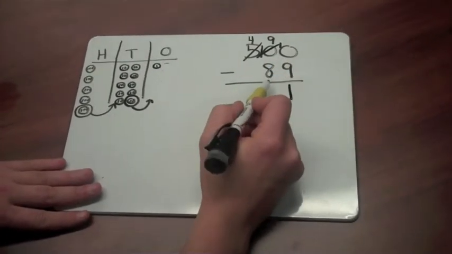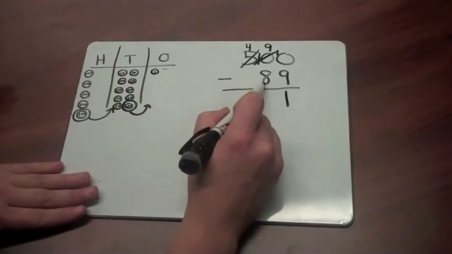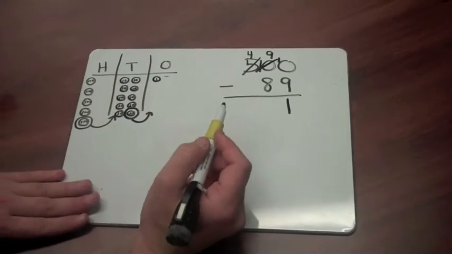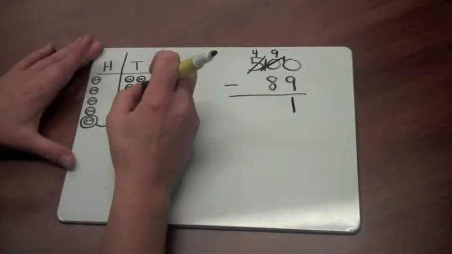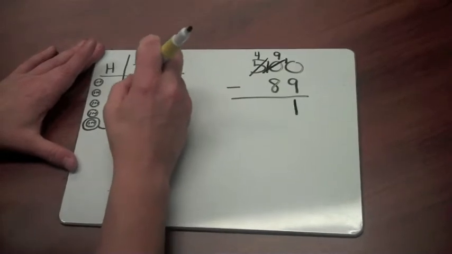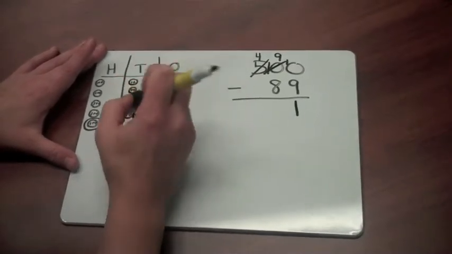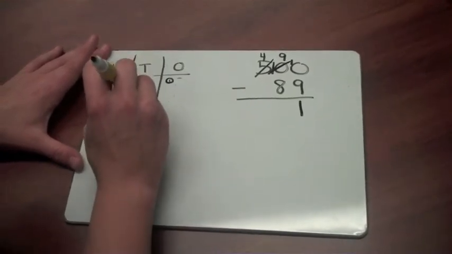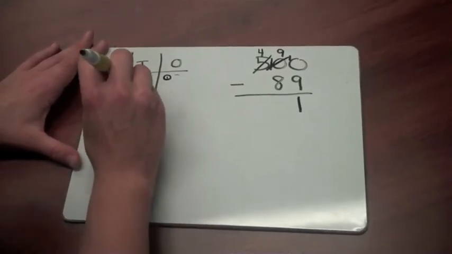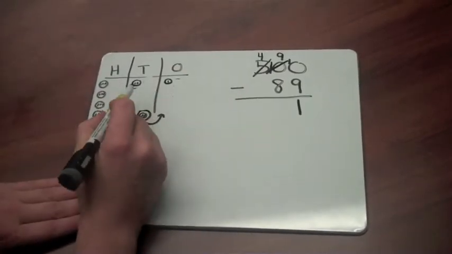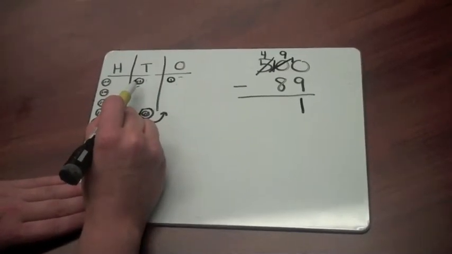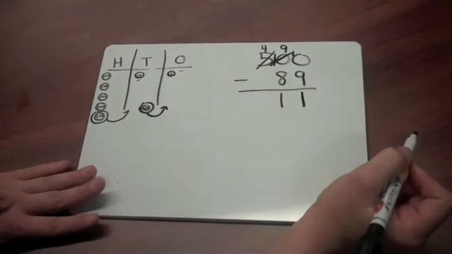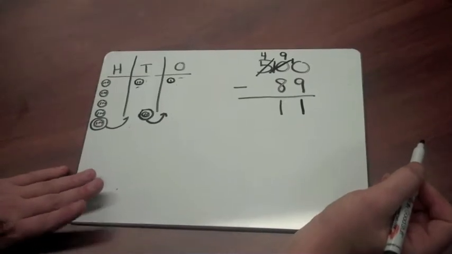Now I can look at the tens place, and I know that I have to take 8 away from the 9 that I have left in the tens place. So I'm just going to erase 8 of my tens. I'm left with 1 ten in my tens place. So I draw 1 in the ones place on my super smart second grader problem.